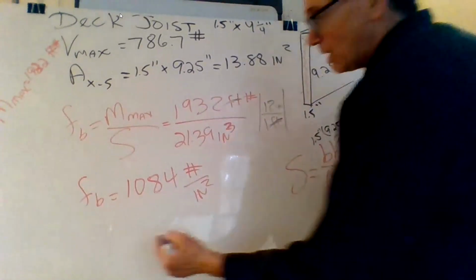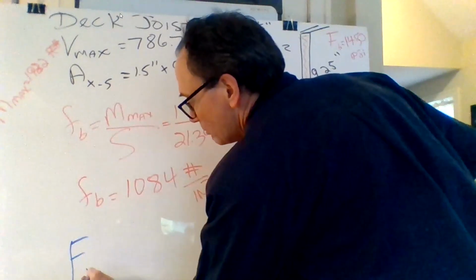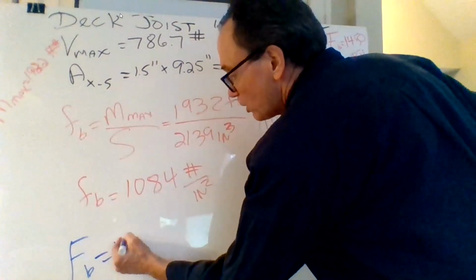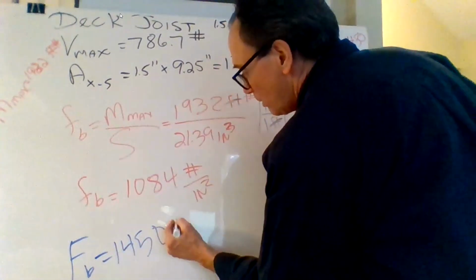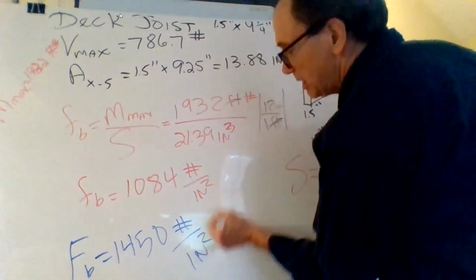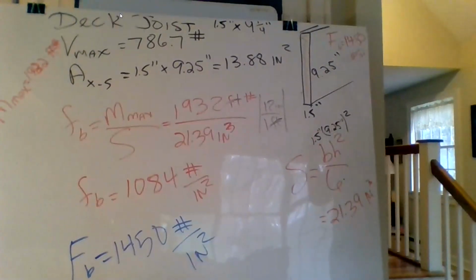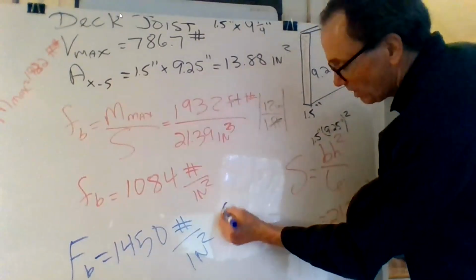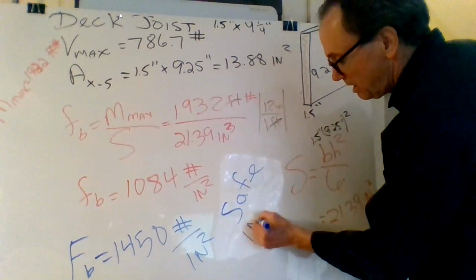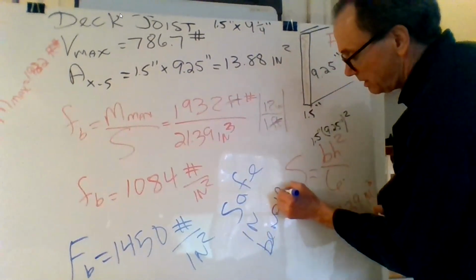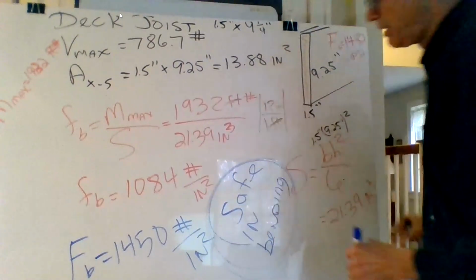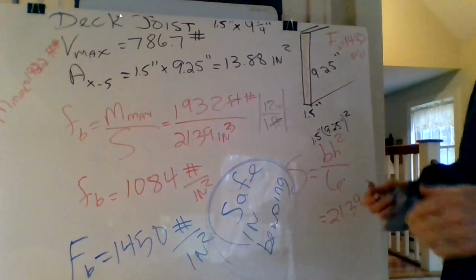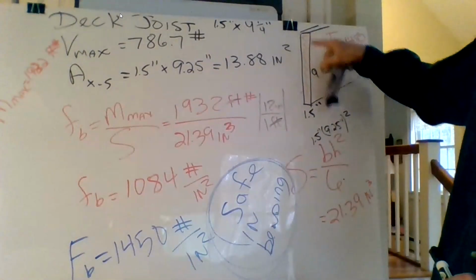The allowable Fb was 1450 psi, based on the type of wood, the species of wood, in pounds per square inch. Is it safe in bending? Yes. Isn't that amazing? So it's safe in bending. And that is the analysis of the deck joist.